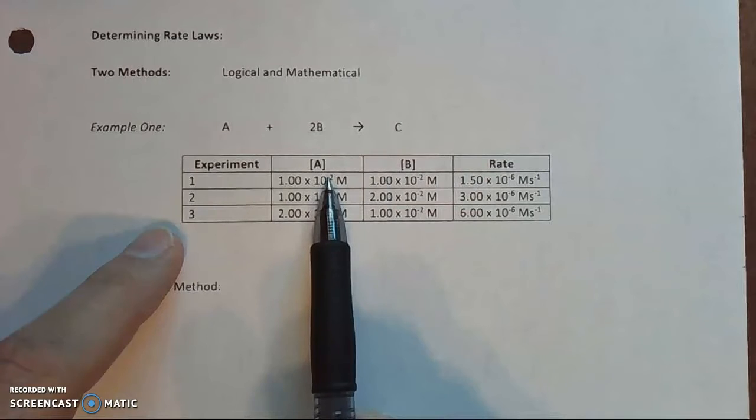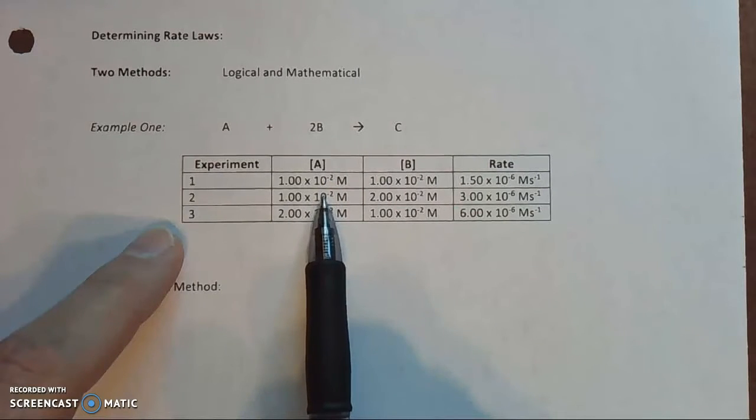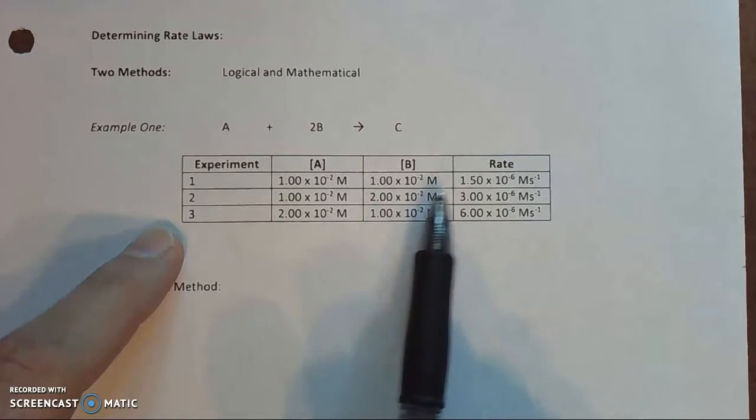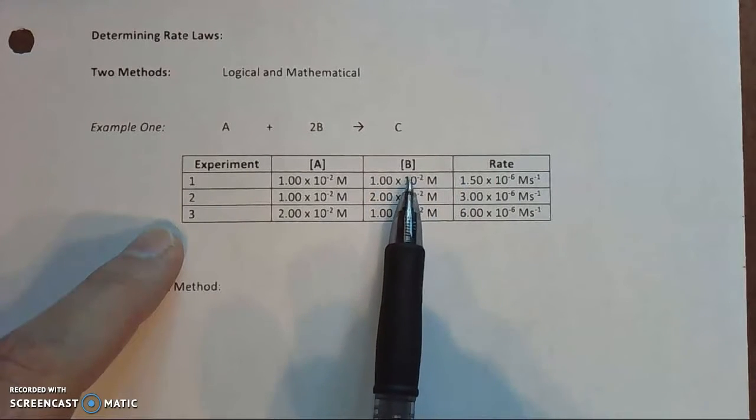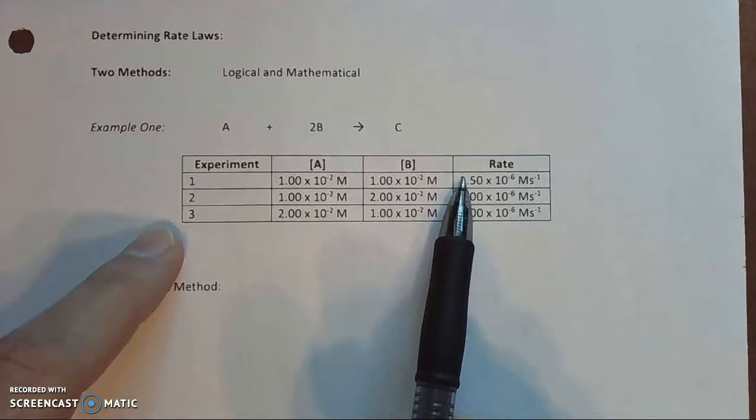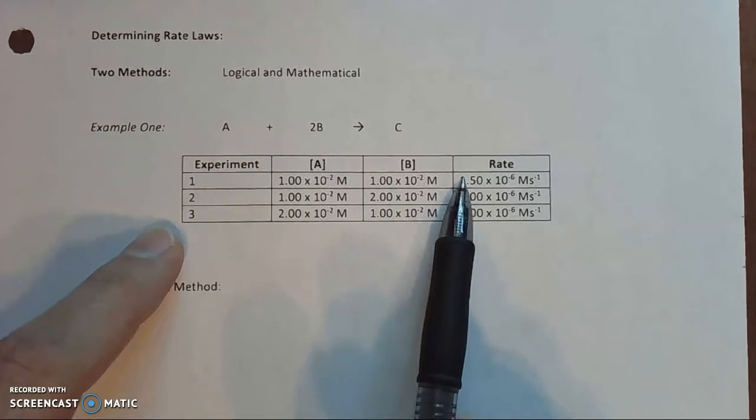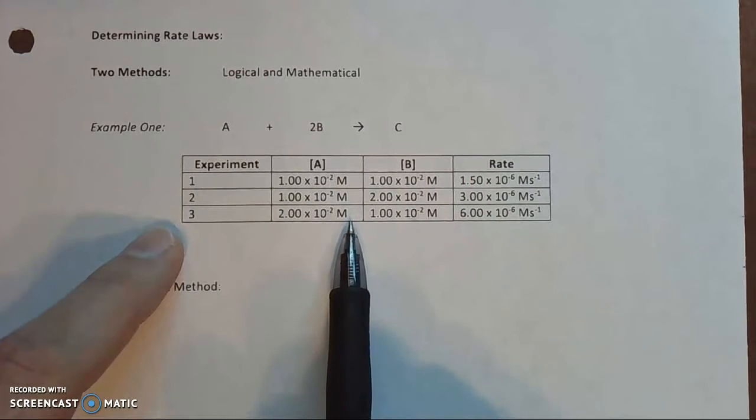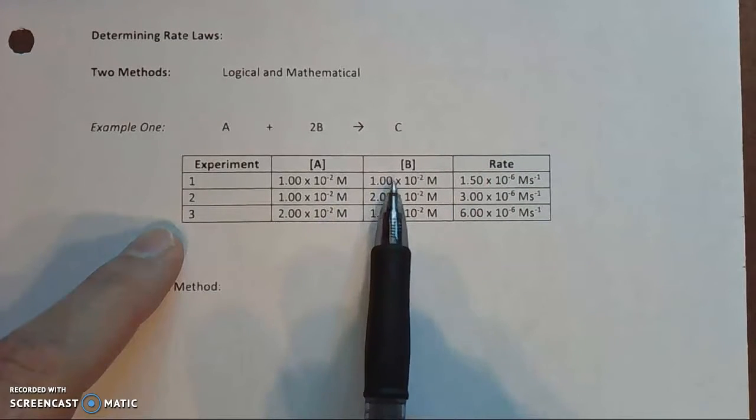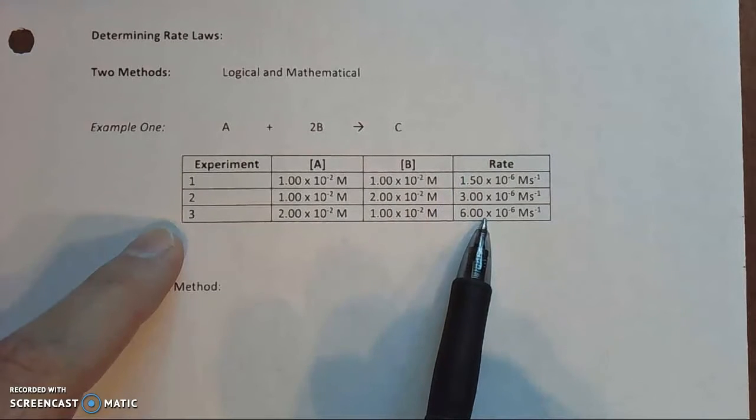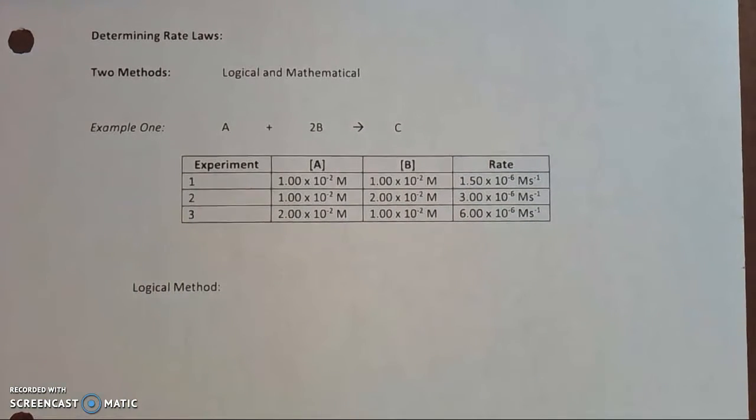And you can see that in experiment number 1 and experiment number 2, A is kept the same and B is altered, and the rate changes. So we know that there's some influence of the concentration of B, because if we change it and keep A constant, the rate changes. The same thing if we look at experiment 1 and 3: B we kept constant and A changes, and the rate changes. So we're going to use this fact that we kept something constant and we can isolate one thing.